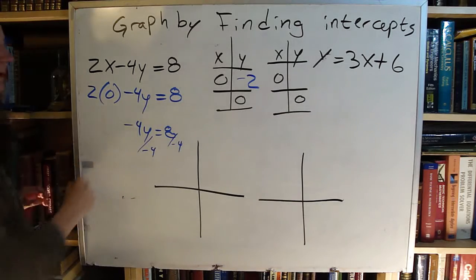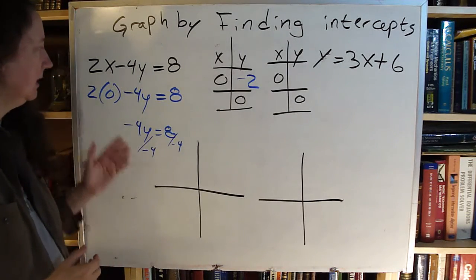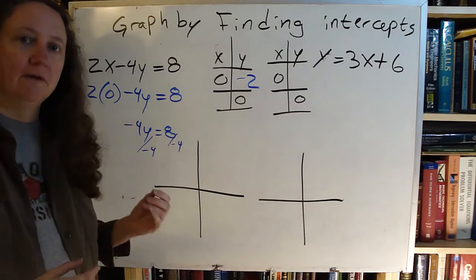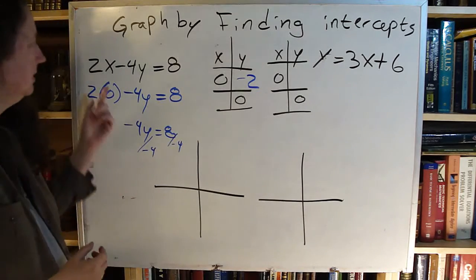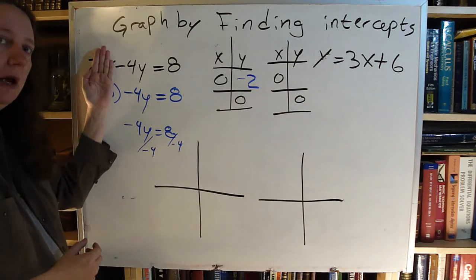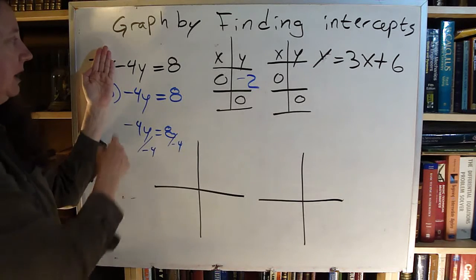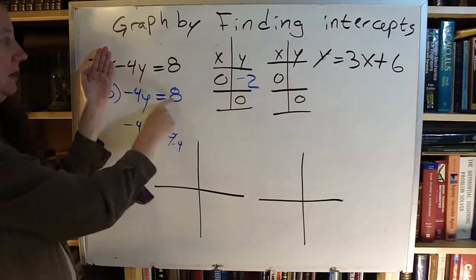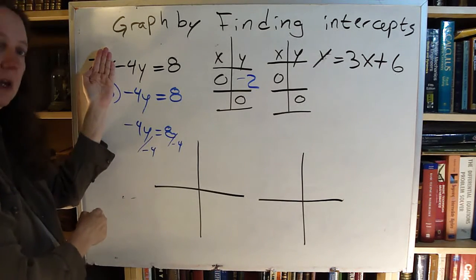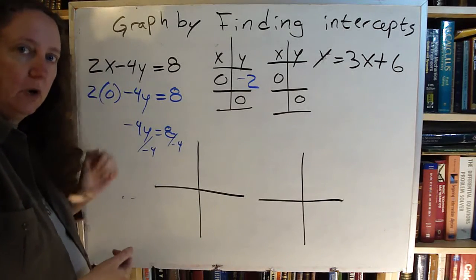Now with this problem, a little shortcut that you might want to find out about. This is sometimes called the cover-up method, because anything that's multiplied by 0 is 0, so that's why I covered up the x part of that. And I was left with negative 4y equals 8. That will save you steps when you're trying to work out the problem.